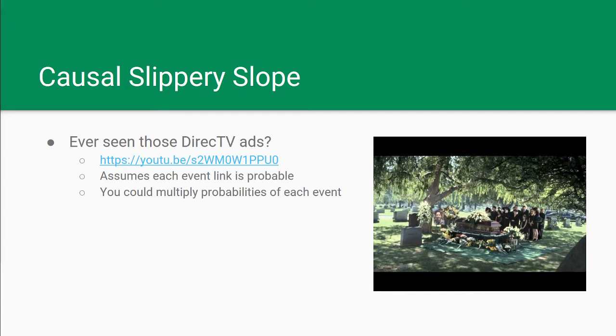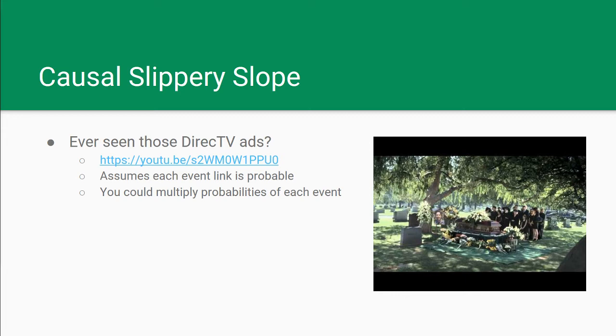So let's look at each event. If you use cable, then your cable will probably go on the fritz, and the author assigned 0.9. If your cable is on the fritz, then you'll probably get angry, again 0.9. And then what the author does is multiply 0.9 times 0.9 times 0.9 times 0.8, and so on and so on and so on. And with the numbers they chose, they saw that the probability of the conclusion, if you use cable, you'll have a grandson with a dog collar, is only 27%.